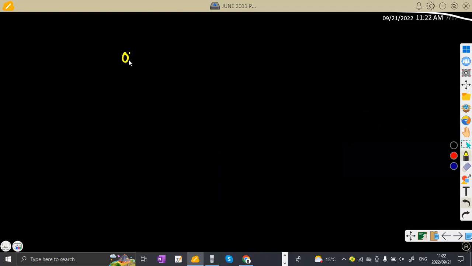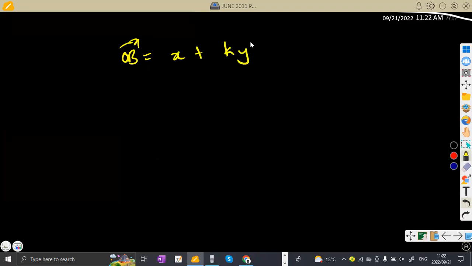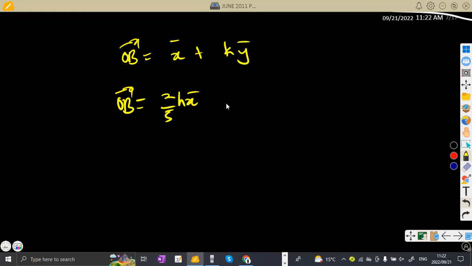So the first OB, remember, it gave us x plus ky. The second OB that we calculated now gave us 2 over 5. Oh, this was actually 2 over 5, not 3 over 5. So this is 2 over 5 hx plus 3 over 5 hy. All right, so these were the two equations that we had.